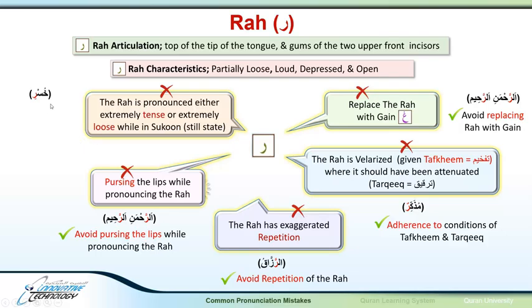And the in-between situation, between tension and looseness, in Arabic we call it tawassut. So it's neither loose nor tense, and that's why we call it partially loose. Khusr. So you have to make sure to give the ra the partial looseness characteristic, not extremely tense, not extremely loose.